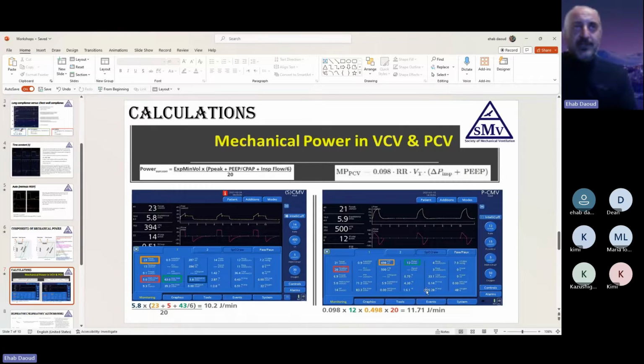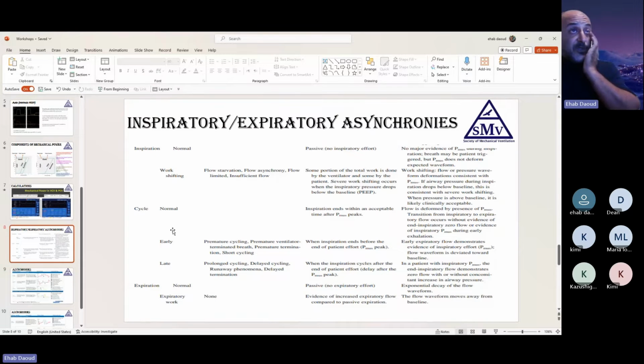So it's a little bit complicated or complex, but you have to, again, calculate it every time the patient's respiratory rate changes, the tidal volume changes, you make changes on the PEEP or the driving pressure, you might need to keep calculating it. Now, this busy slide about asynchronies, and we're not going to go through all of them.